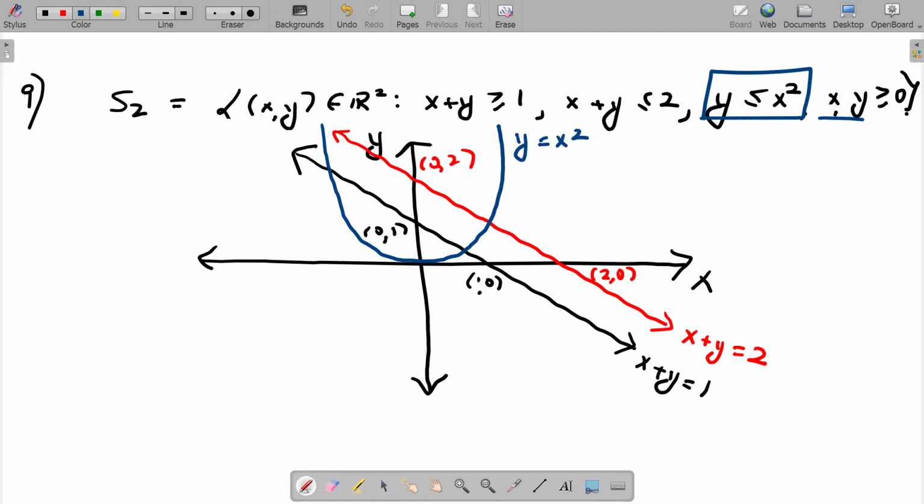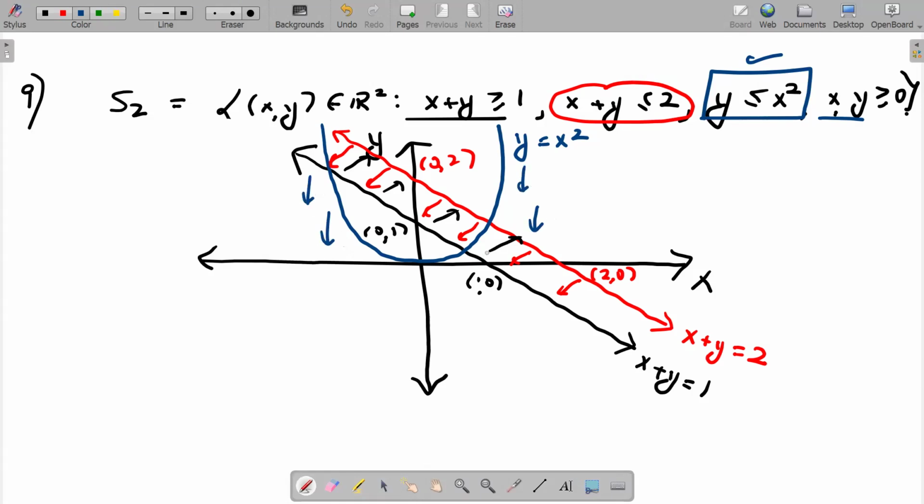Now let's look at the shading. For the black one, x plus y greater than or equal to 1, shading is away. For the red one, shading is towards the origin. And for the blue one, the shading is again now in the downward direction. Downward direction means it's going to be this direction. Instead of shading up, we are now shading it down. So shading will be, instead of above, below now. It's going to be this area. The blue marks I am making are going to be y less than or equal to x square.